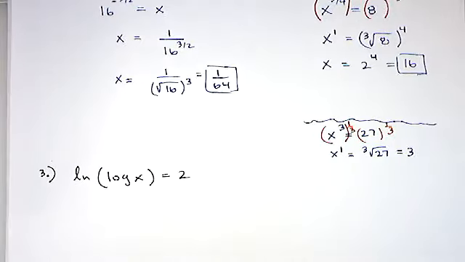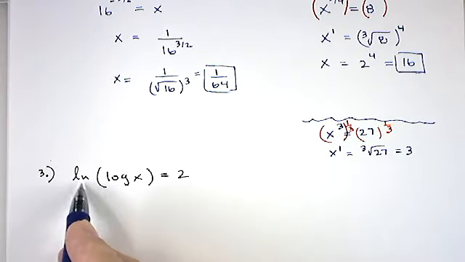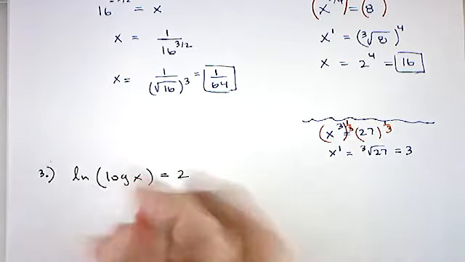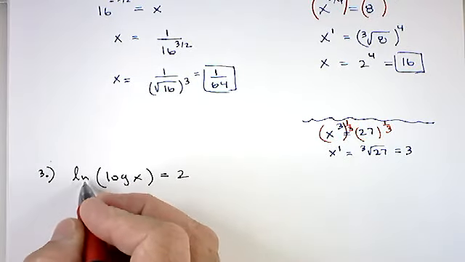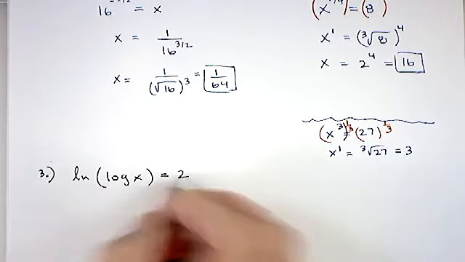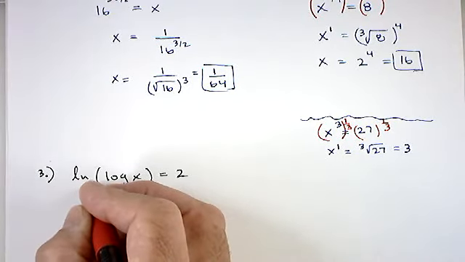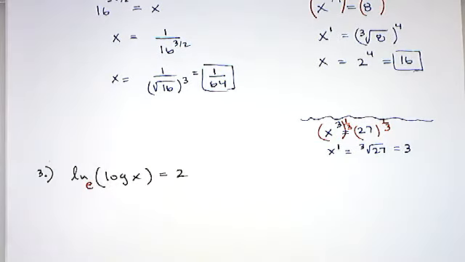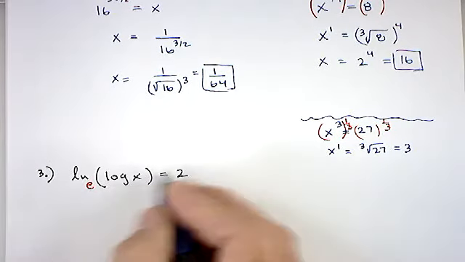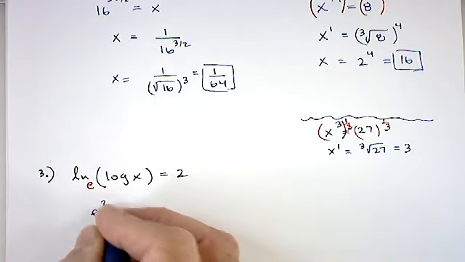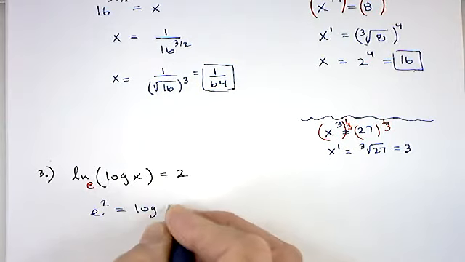What happens if you have a log within a log? Well, you can still use the same strategy: write it in exponential form. The trick is you've got to start on the outside. This is the natural log of the log of x equals 2. So I want to put the exponential form for this outside log. Remember that it's base e. So the exponential form is e squared equals what's inside. E squared equals the log of x.